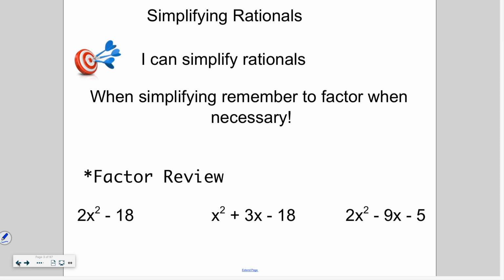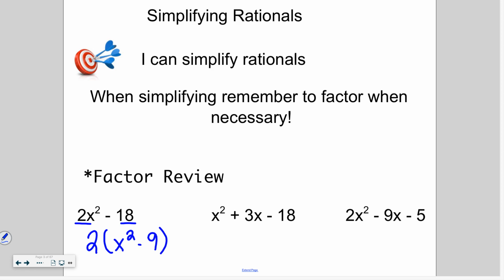But if we look at the first one, we've got 2x squared minus 18. So we have two terms. Our options when we have two terms are sum or difference of cubes and difference of squares. But you always want to look for a GCF first. And if I look at the 2 and the 18, I have a GCF of 2. So if I take that 2 out, I'm left with x squared minus 9.